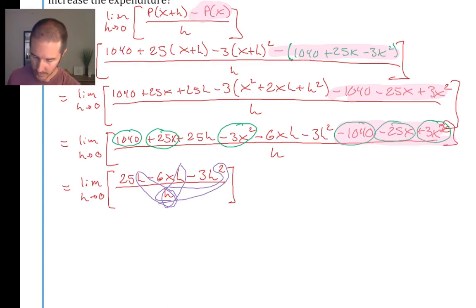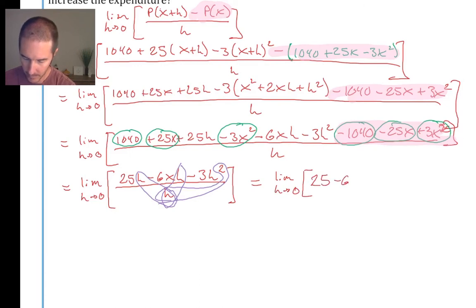And once we do that simplifying, I'm going to move over to the right here just to keep using all of my available space. We have no denominator anymore. We have a 25 minus 6x minus 3h.